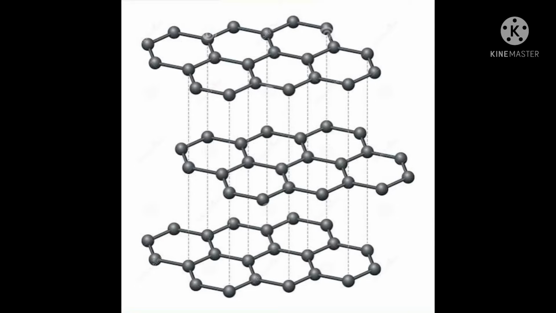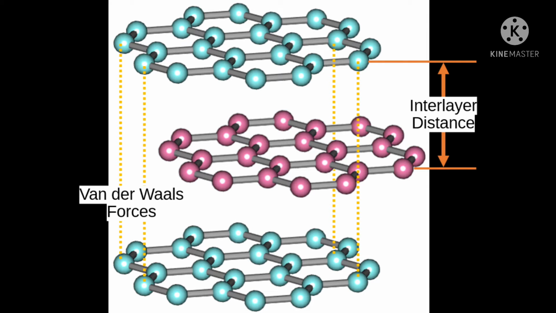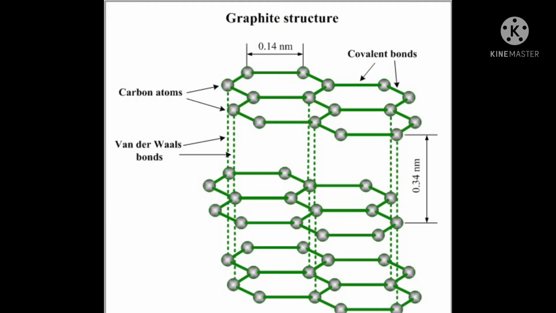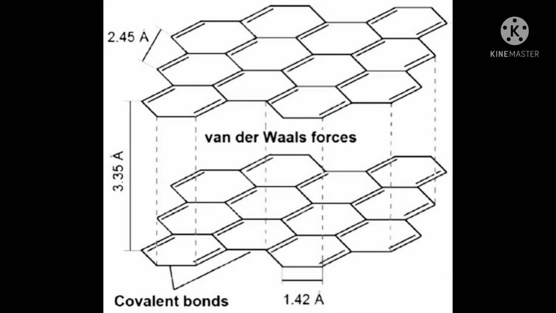Now let's discuss the structure of graphite. The structure of graphite is very different from diamond. The graphite crystal consists of layers of carbon atoms. Each carbon atom in graphite is joined to three other carbon atoms by strong covalent bonds to form flat hexagonal rings. The various layers of carbon atoms in graphite are very far apart, so no covalent bond can exist between them. The layers are held together by van der Waals forces, so they can slide over one another.